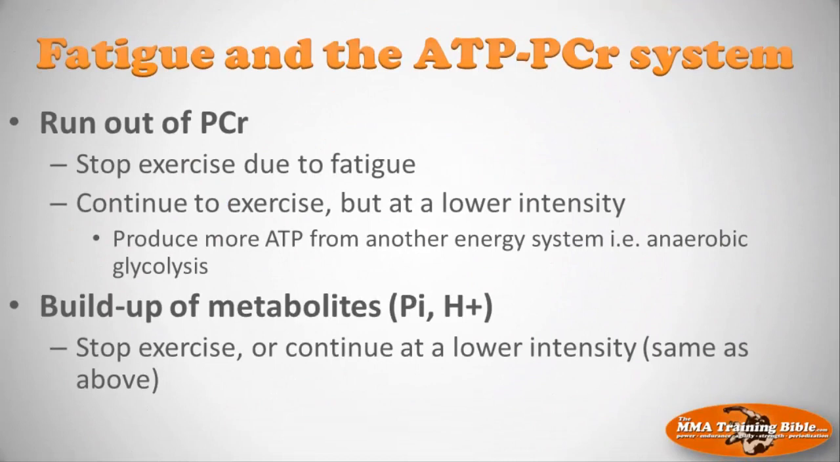But what about fatigue and the ATP-PCr system? Well, there are really two sources of fatigue, at least. One, you're going to run out of phosphocreatine, and two, you're going to see a buildup of metabolites. That's inorganic phosphate or hydrogen ions. Either way, in both cases, you're going to either stop exercise if you totally tap out the capacity of the system or if you have a huge buildup of metabolites, or you can lower your exercise intensity and continue exercising and get most of your ATP from another energy source.